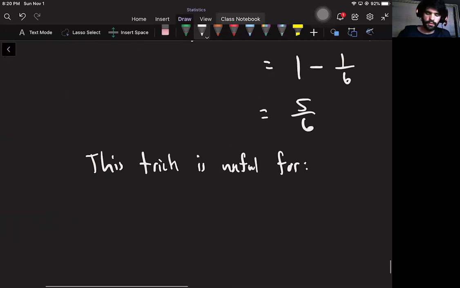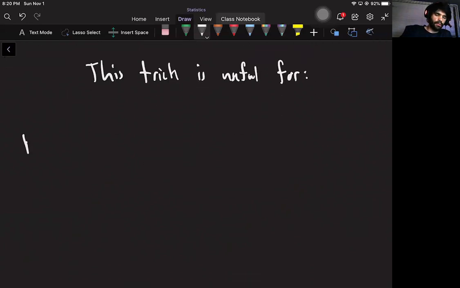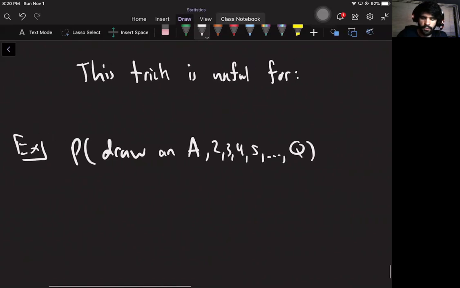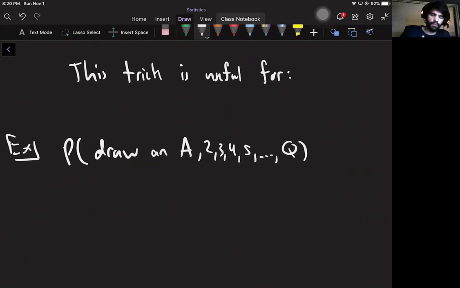Okay, so this trick is useful for more annoying problems like the following. So what's the probability of drawing in a deck an ace or a 2 or a 3 or a 4 or a 5 or all the way down to queen? If I wanted to calculate this manually, it's going to be out of 52 cards. But I have to think about how many aces there are, how many 2s there are, how many 3s, 4s, 5s, all the cards except kings.